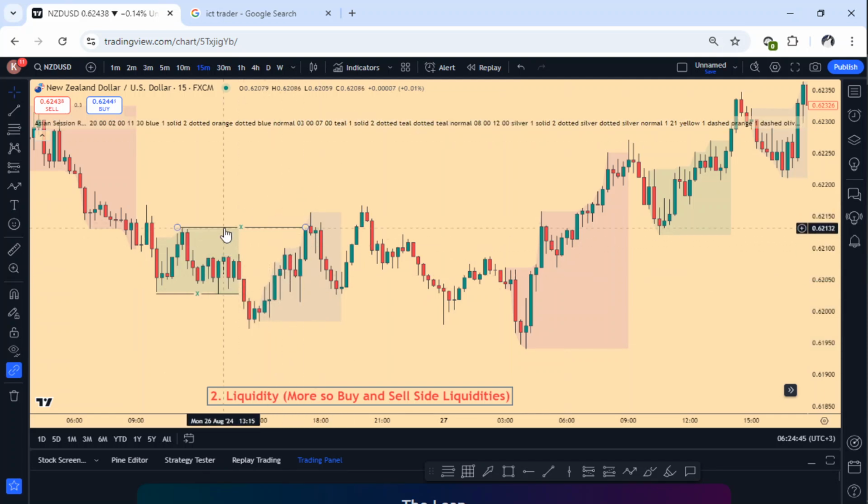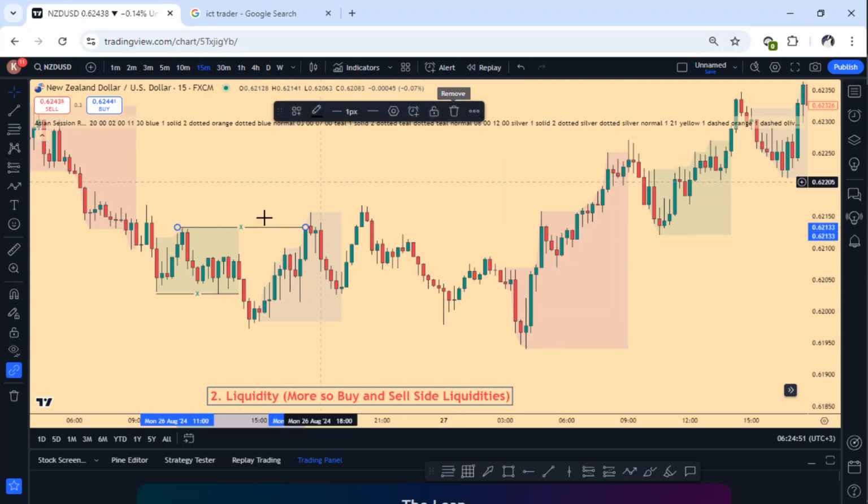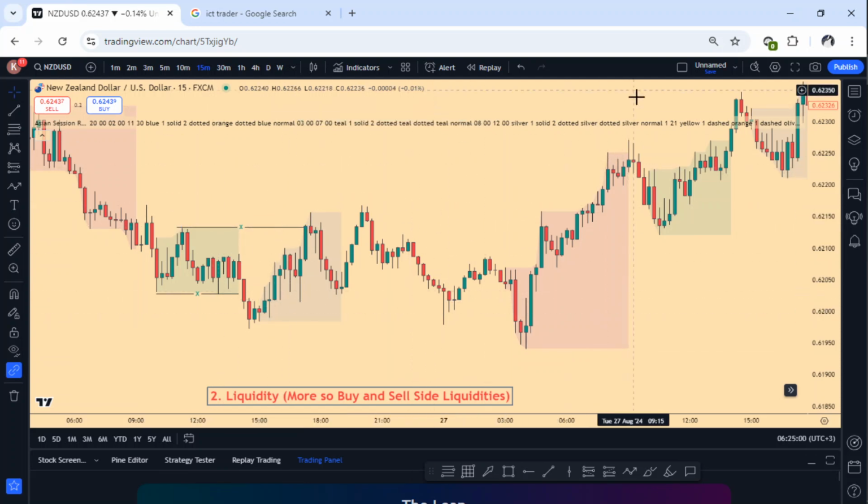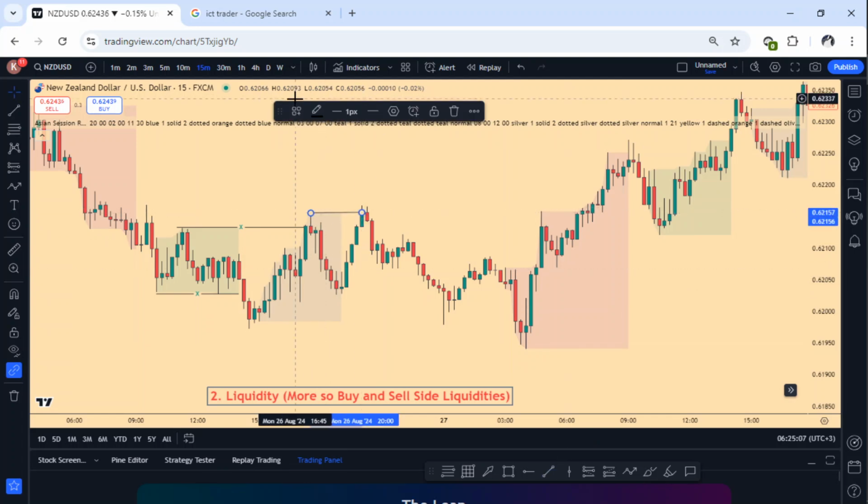So that is the reasoning of most ICT traders, that when liquidity of a session is taken, there is high probability that the market is going to reverse inwards or outwards. Like in this case, this is called buy side liquidity, then this is sell side liquidity. Now, as you can see in this example again, New York's liquidity was purged here and the market plummets again.